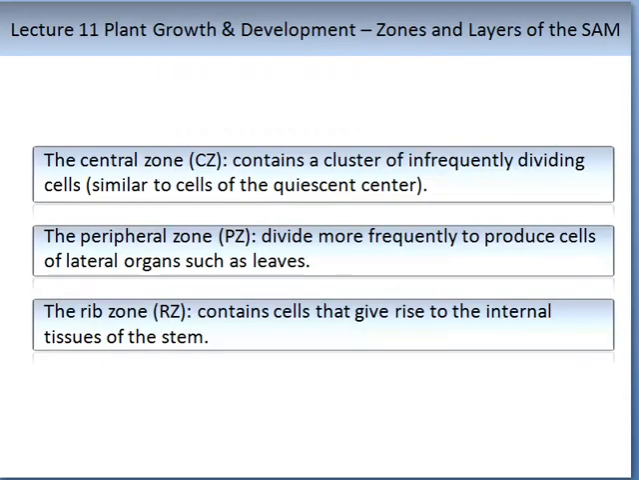Now I'm going to talk a little bit about zones and layers of the shoot apical meristem. The central zone, or CZ for short, contains a cluster of infrequently dividing cells, similar to the cells of the quiescent center. The peripheral zone, or PZ, divides more frequently to produce cells of lateral organs such as leaves, while the rib zone, or RZ for short, contains cells that give rise to the internal tissues of the stem.